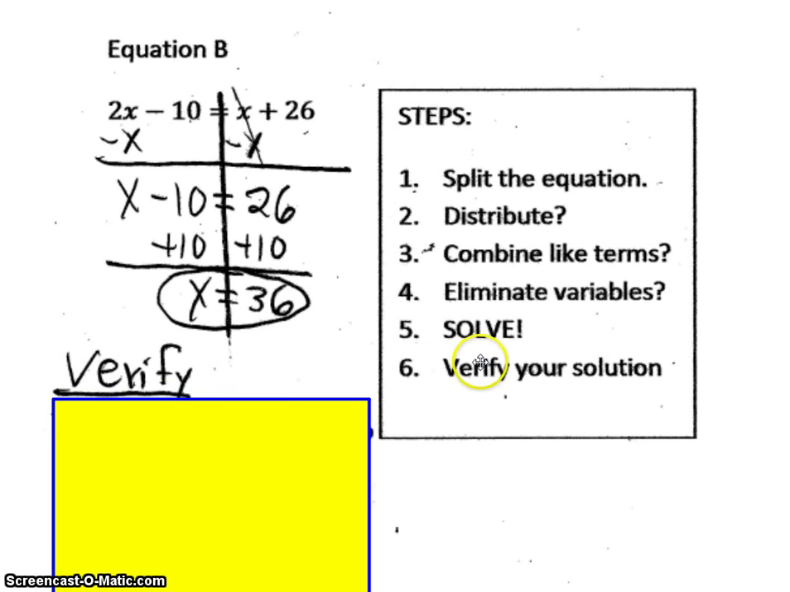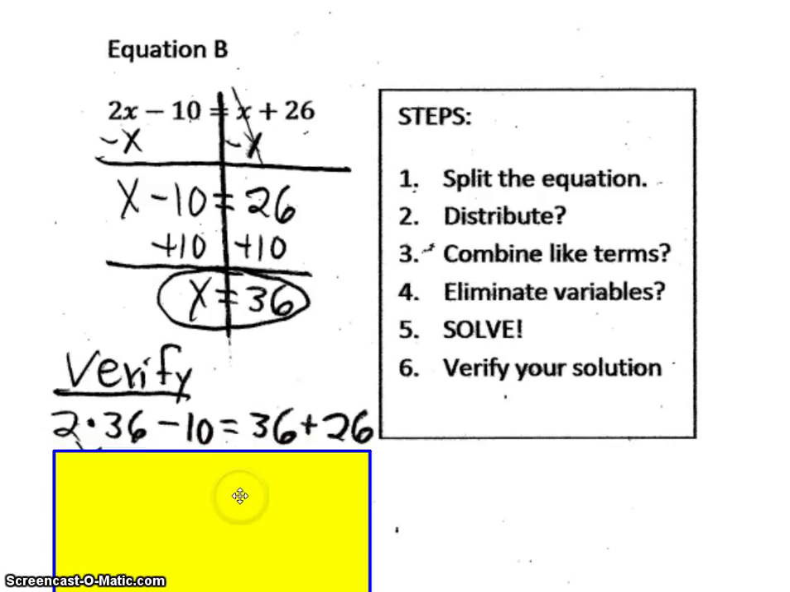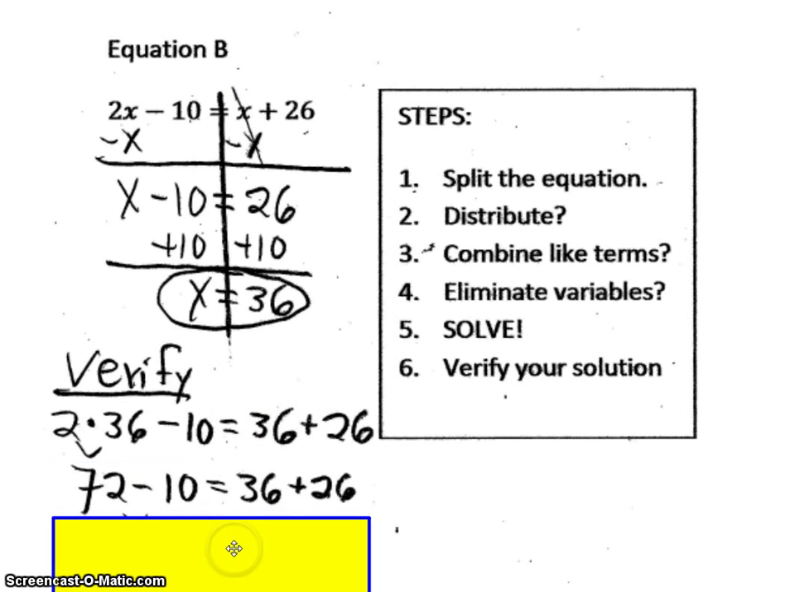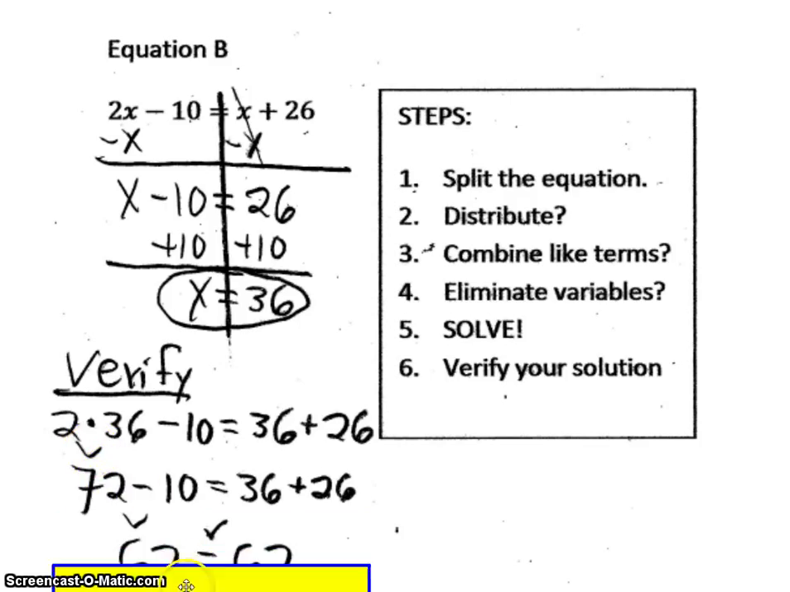Okay, of course, then we're going to do step 6. We're going to verify. Instead of x, I put 36: 2 times 36 minus 10 equals, instead of x, I put 36 plus 26. On the left-hand side, I multiply and get 72. Subtract 10, I get 62. On the right side, it's pretty straightforward. I just take 36 and add 26, get 62. These two match. So therefore I'm right. x is 36.